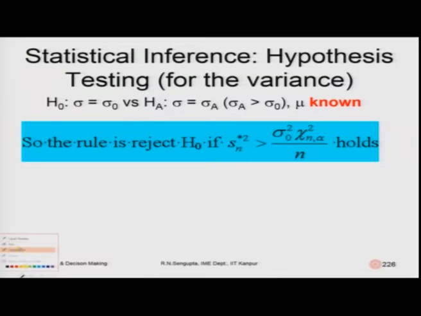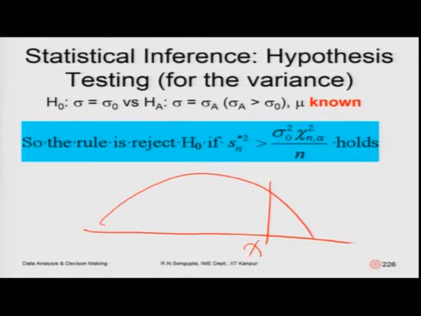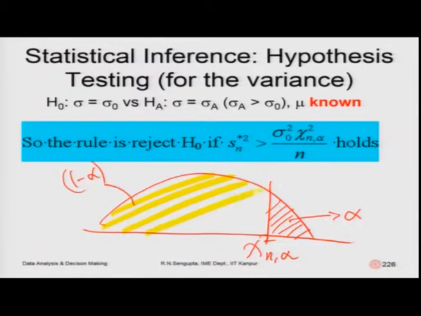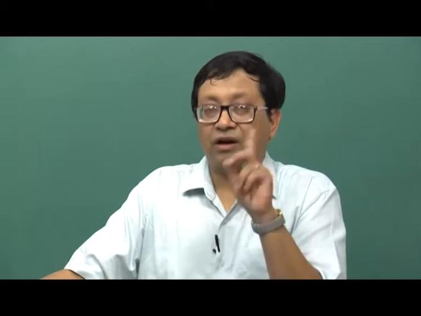Now, coming to the case where you have the greater than type. I first draw the diagram and just mention that. In this case, remember again the rule is S dash square is greater than sigma square naught into chi square n, alpha by n, but now note down the important thing: it is alpha and n, not 1 minus alpha. This is the nomenclature. Alpha being the fact that the area still to be covered on the right is alpha.